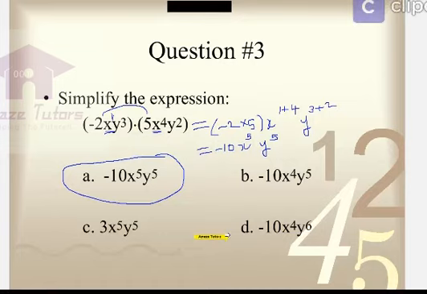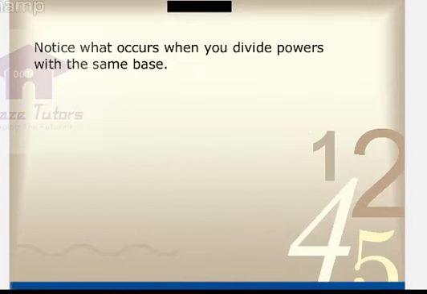We need to be very careful, children. I hope you understood how this is. Negative 10 x power 5 y power 5. When there is no index, please consider 1. It is a single power, power of 1.